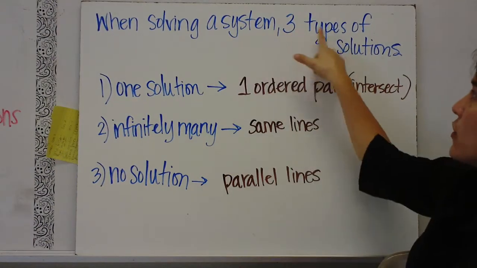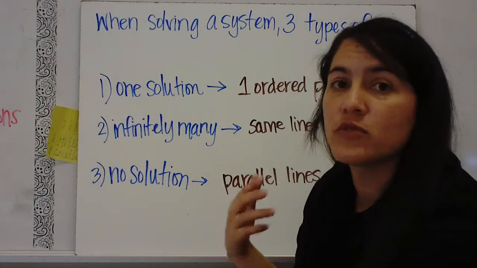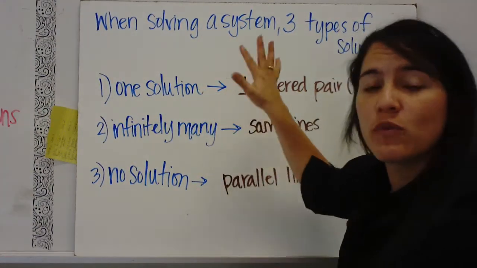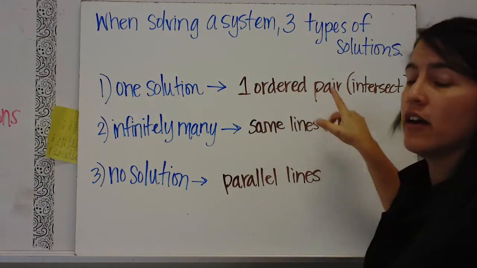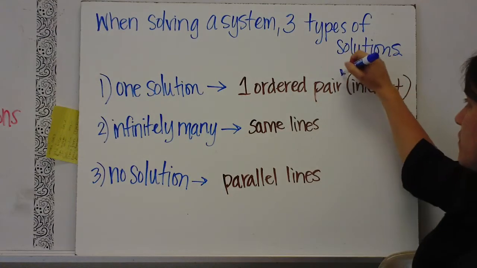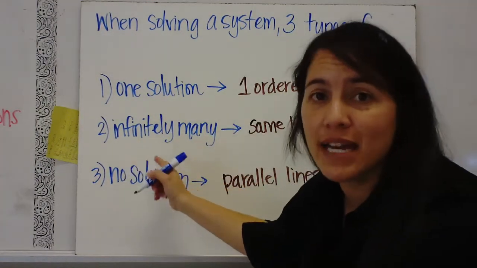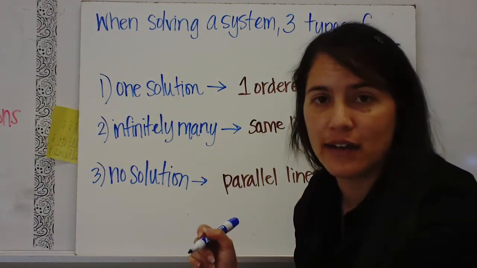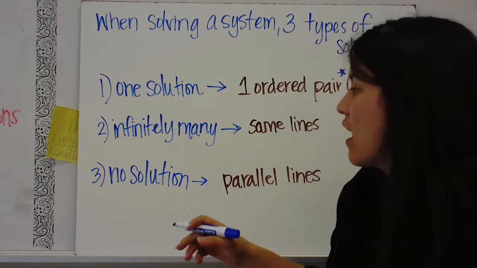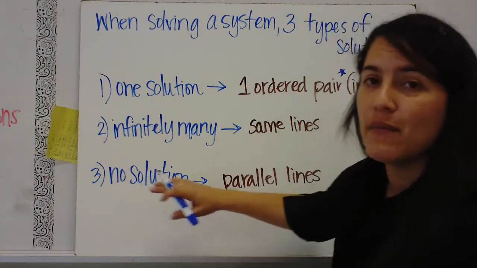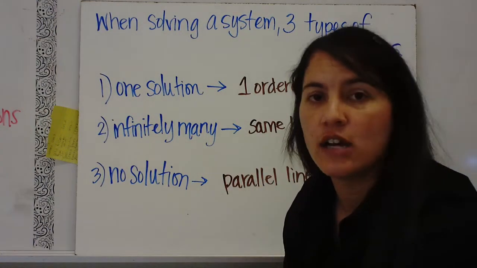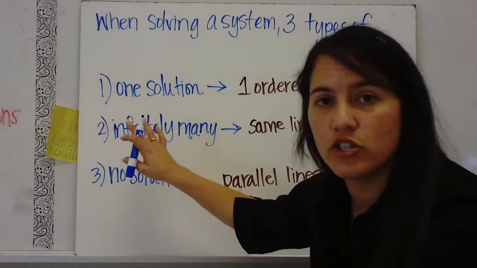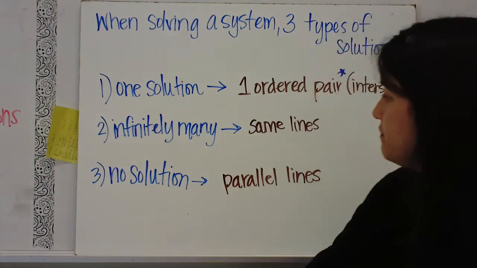When solving a system, there are three types of solutions, and these should seem familiar because we did this earlier when we did equations. You might have one solution, but one solution with a system of equations looks like one ordered pair, and it's the intersection. You might have infinitely many solutions, and that means those are going to be the same lines, and this will make more sense when we actually graph. If you have no solution, then that means you have parallel lines because they don't ever touch. The parallel lines don't ever intersect. So you have three different types of solutions: one solution, infinitely many, and no solution.